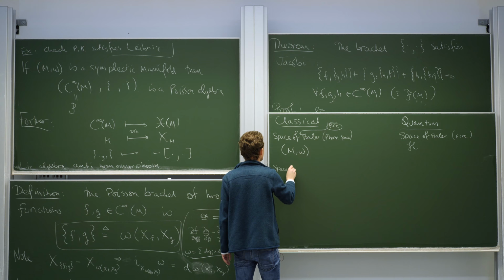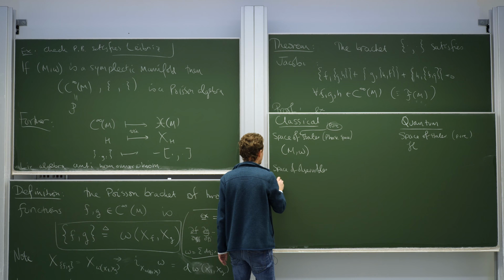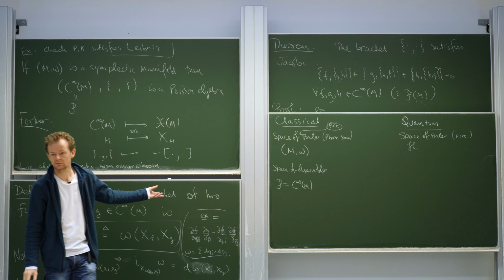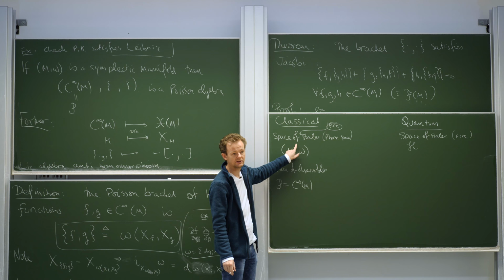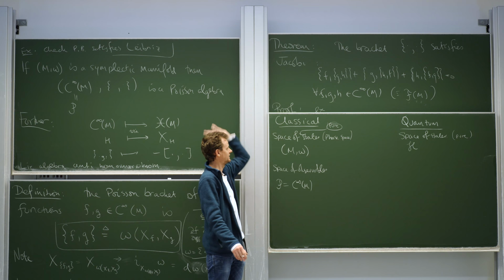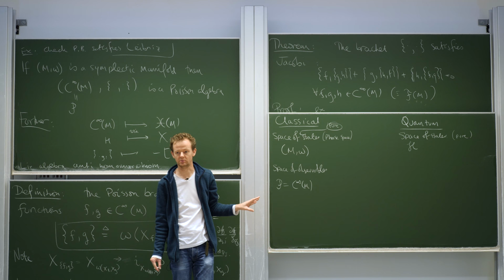In classical mechanics, the space of observables is the Poisson algebra P of smooth functions on the symplectic manifold. So an observable is some function of the state. It's easy, right? If I know the state of my system, some point in a manifold, and I want to know the value of an observable, well, the observable is a function. It associates a number to the state, so it has to be a smooth function. And we furthermore know from all of this discussion that this set of smooth functions forms a Poisson algebra, so it's got lots of extra structure there.